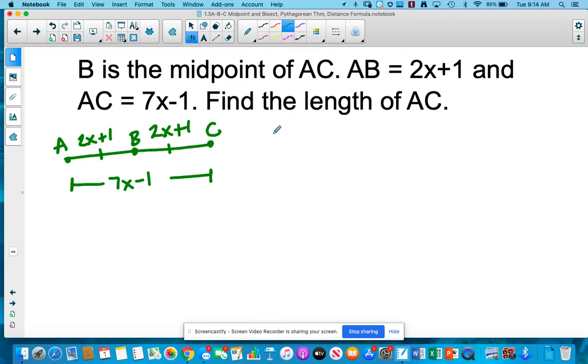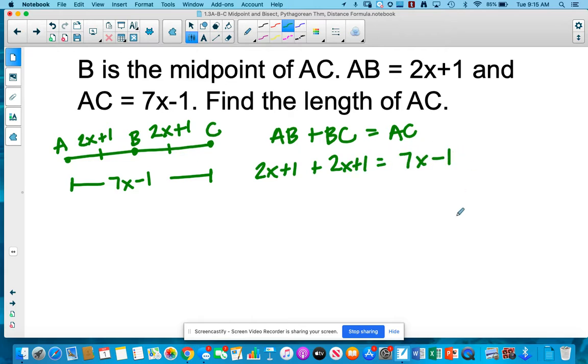Okay, so let's go ahead. AB plus BC, part plus part, equals the entire length. Now let's substitute in what we know. I know AB is 2x plus 1. I know BC is also 2x plus 1, and I'm going to set it equal to AC, which is 7x minus 1. So let's go ahead and combine our terms on the left side.